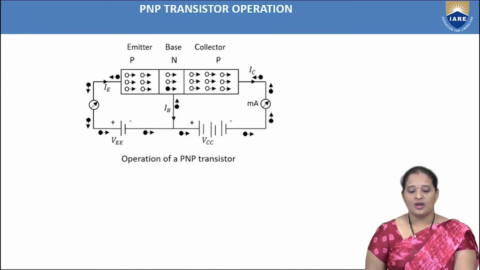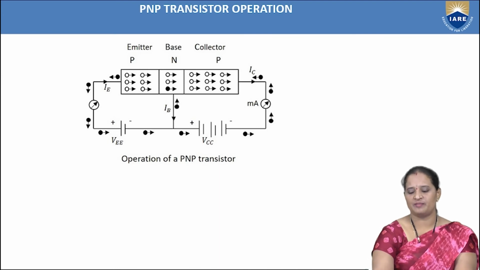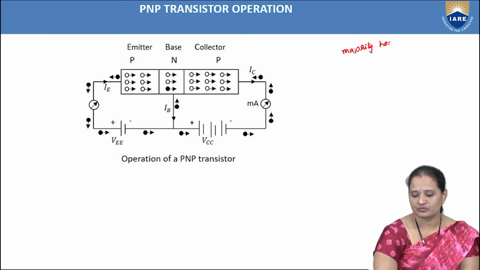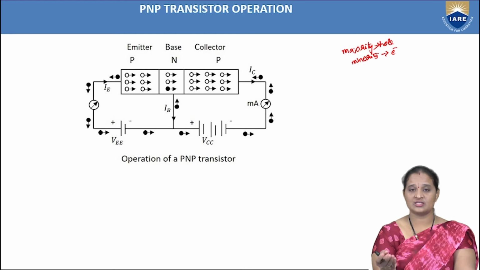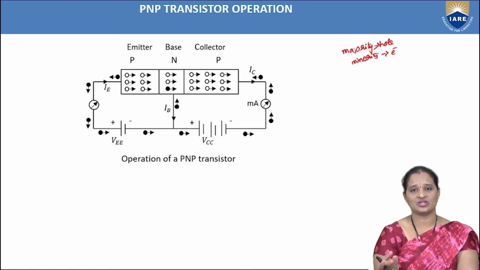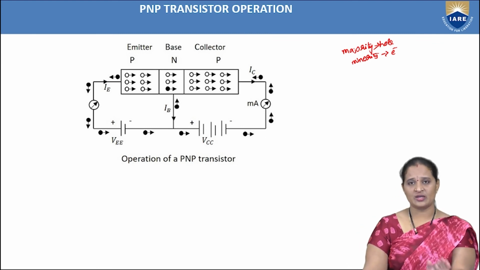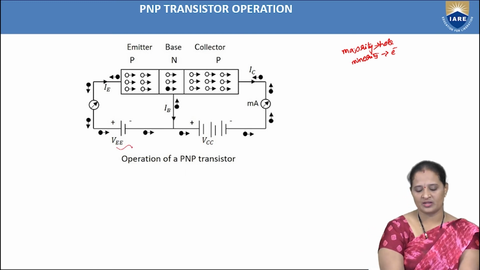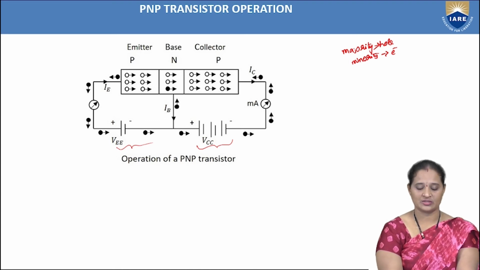And coming to the PNP transistor, the operation is the same. The only difference is that in a PNP transistor, the majority charge carriers are holes, whereas the minority charge carriers are electrons. Why? Because the emitter is p-type. That is why the majority charge carriers are holes. Now, whatever the transistor may be, as I told you, the emitter-base junction must be forward biased and the collector-base junction must be reverse biased. So we have provided the biasing such that the emitter-base junction is forward biased and the collector-base junction is reverse biased. Now, what happens?